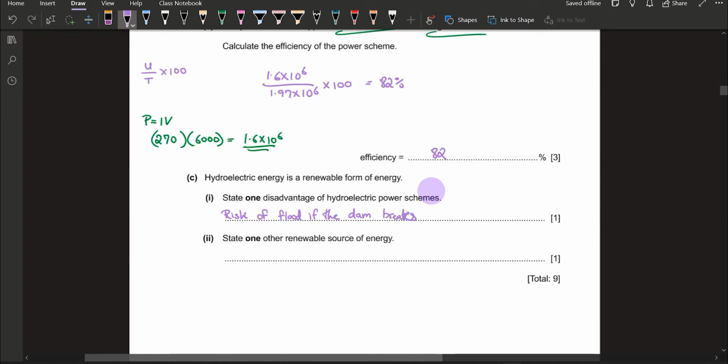And part 2 says state one other renewable source of energy. So we have geothermal energy, we have wind, we have tidal, we can write anything here. So for this part, I will write tidal and wind. So we'll get 1 mark for this. And we are done with question number 2.